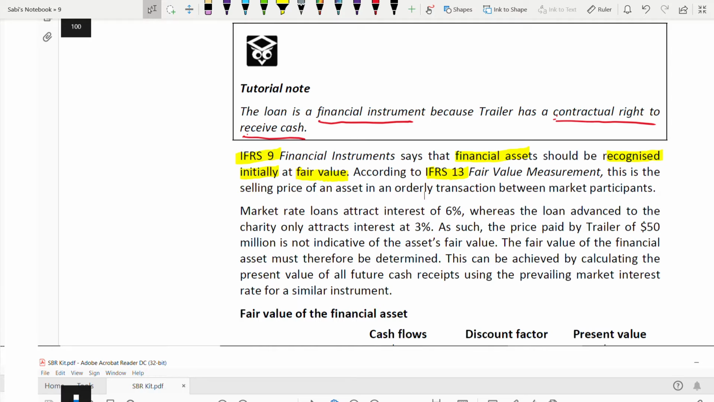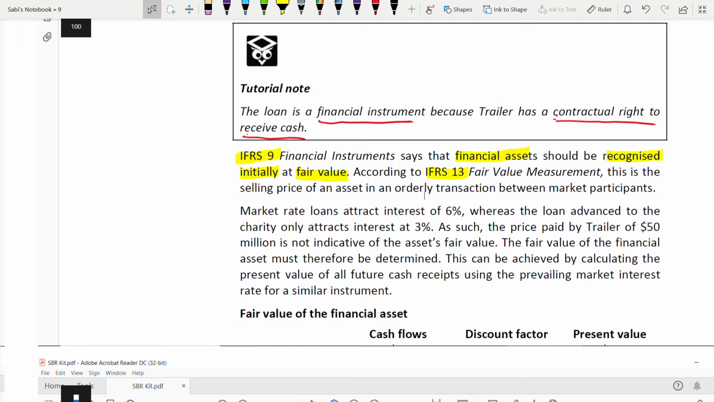So here's the definition. Selling price of an asset in an orderly transaction between market participants. That means the price which I will get by selling this asset in the open market at today's price. That is known as fair value. Everyone, whatever age group they are, will be able to understand the definition of fair value.